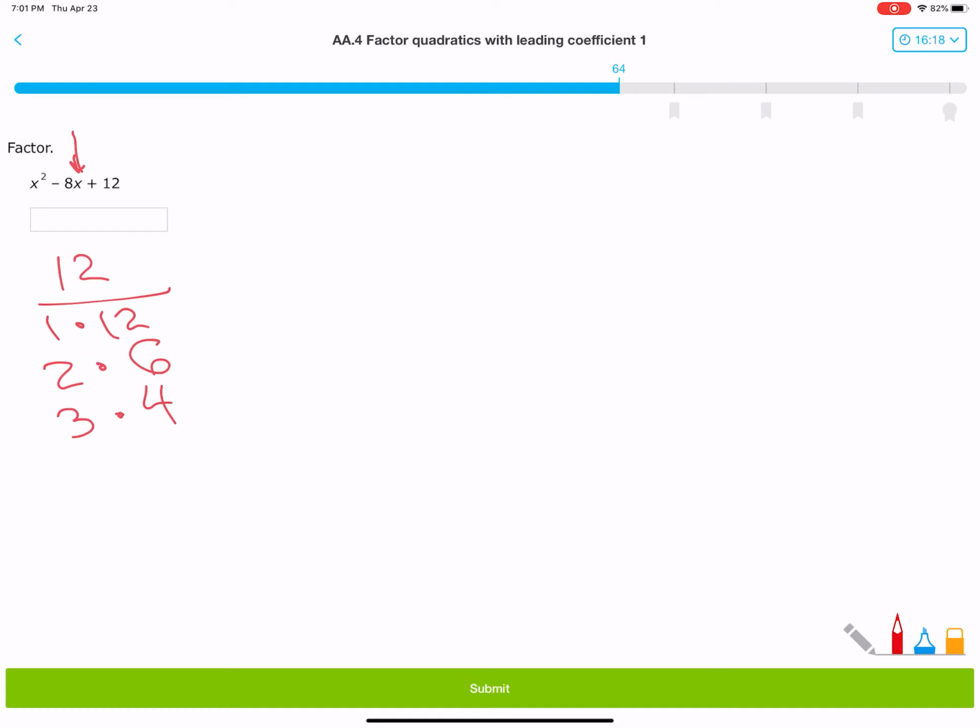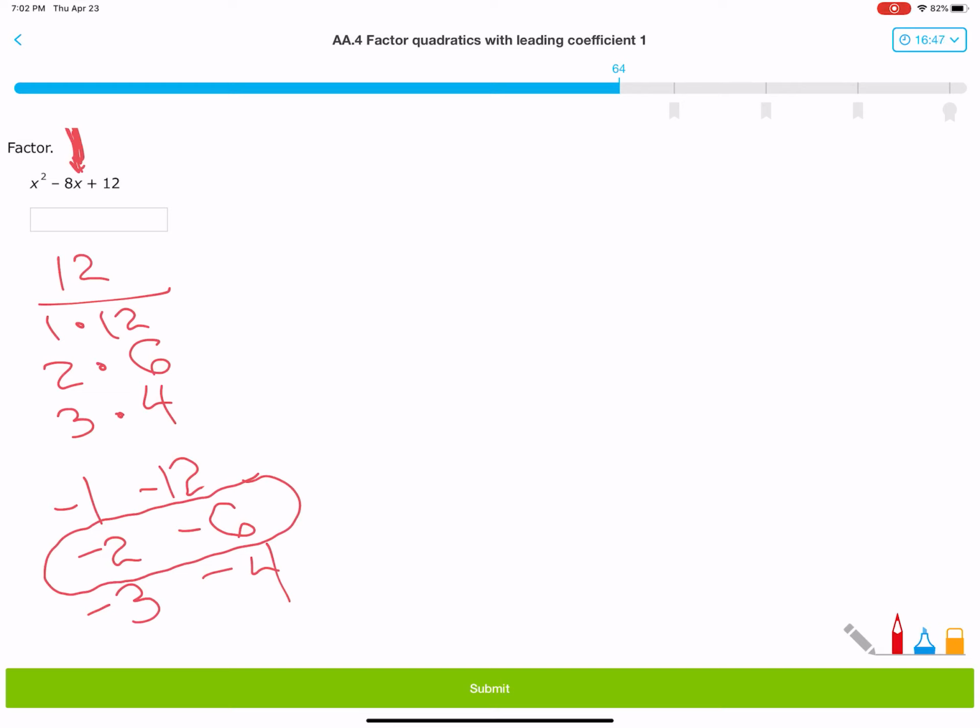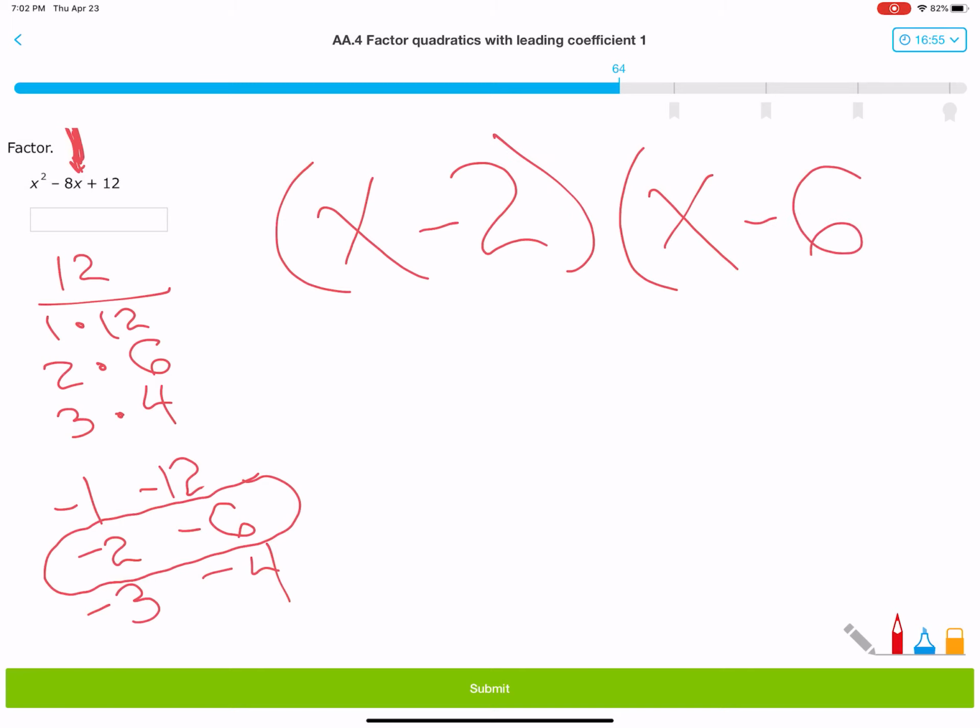So if you remember, we can also say, oh, well, negative 1 and negative 12, when I multiply, give me a positive. Negative 2 times negative 6, or negative 3 and negative 4. Which group do I need to pick? I need to pick the group that adds up to that negative 8, which is these two right here. Negative 6 and negative 2 gives me negative 8. So x minus 2, x minus 6.